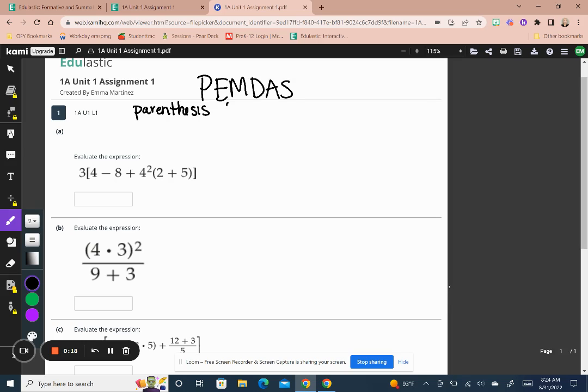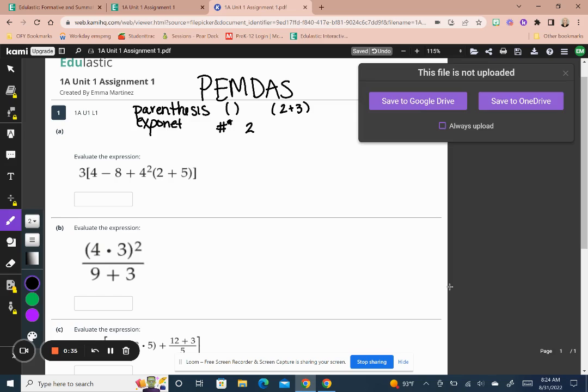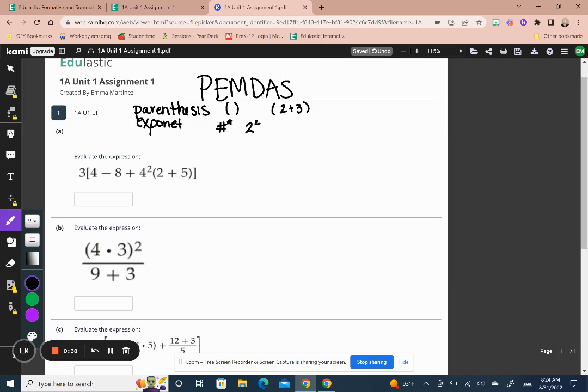So it's when you see something that looks like this, right? It might have like 2 plus 3. It would be solving inside the parentheses, okay? And then we have exponent. So it's a number to the power of, right? So it might be like 2 to the power of 2, or it might be 5 to the power of 3. And the power is the number of times you multiply. So 2 to the power of 2 means you multiply 2 twice. 5 to the power of 3 means you multiply 5 3 times.